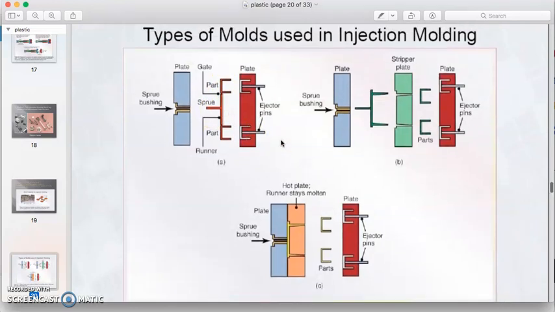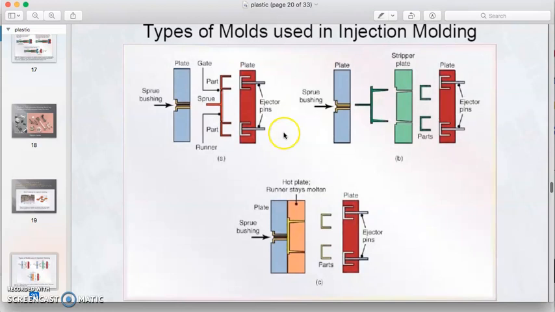Okay. So researchers did innovation and research, and then they came up with the 3-plate mold. The design is more complex than the 2-plate mold, but in this case we can reduce the secondary operation, where when the mold is open, the part and the sprue are already separated. So we need no additional secondary process to remove the sprue from the part.